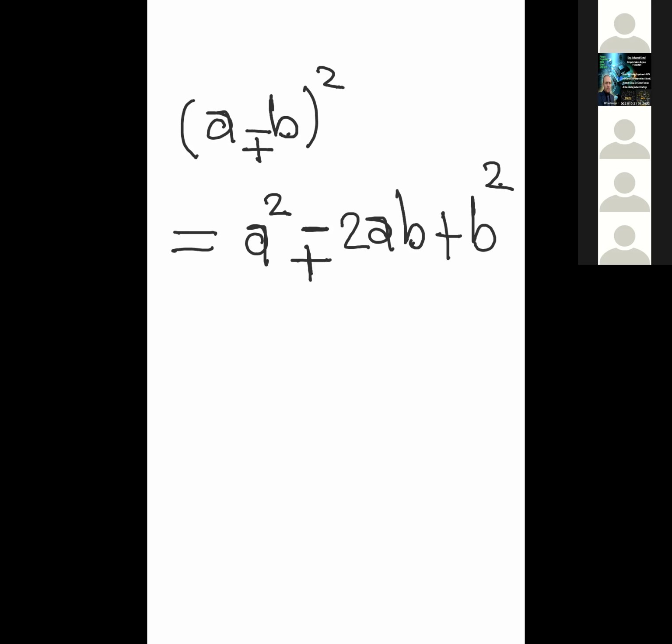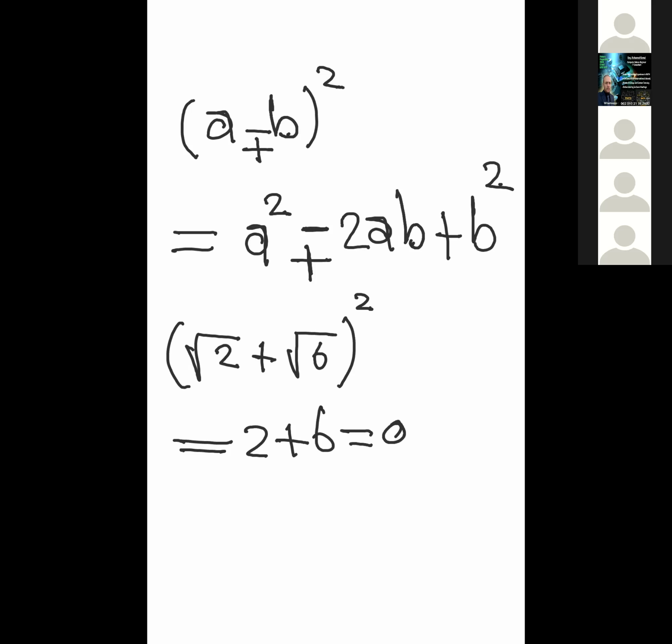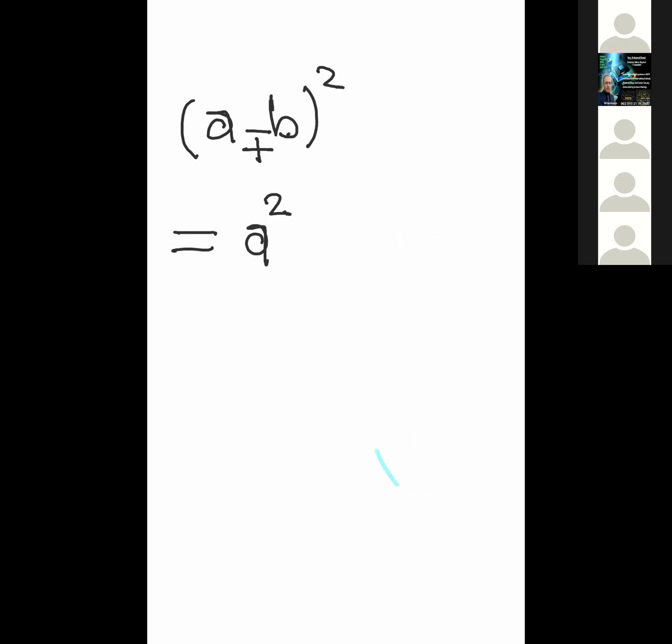So if there is a question like square root of 2 plus square root of 6 squared, guys, never ever say that it will equal square root of 2 squared, which is 2, plus 6, so it will equal 8. This is a fatal mistake. Okay?